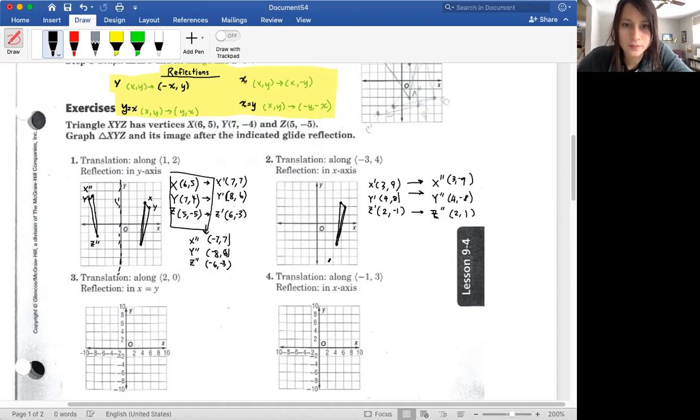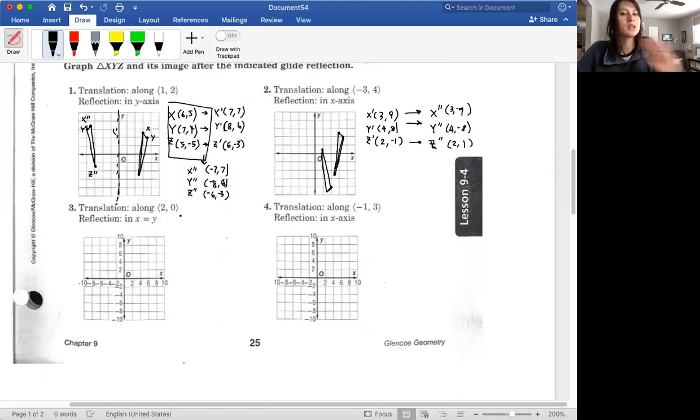So now I'm going to go 3, negative 9. And then 4, negative 8. And 2, 1. Okay, so it's just flipped over across the x-axis. And it's also gone through a movement, but that's my image now. Good, and I could label the points too.